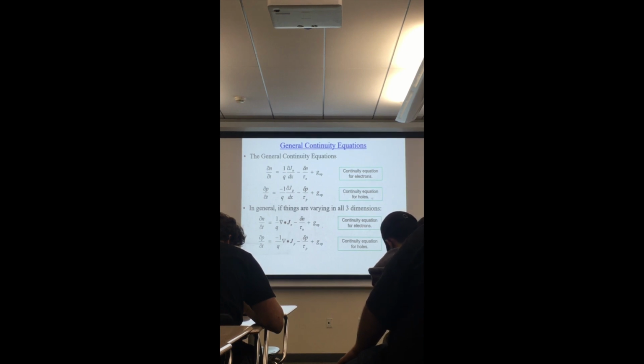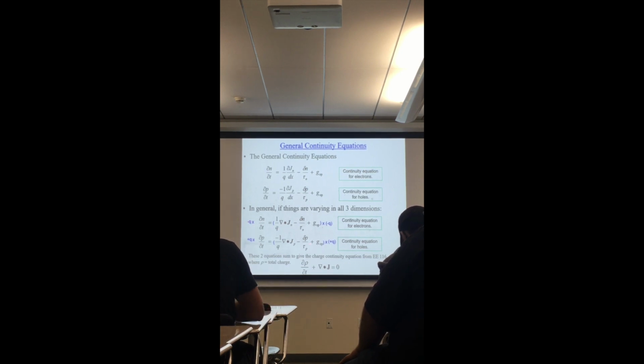And in general, right, these things can vary in 3 dimensions. Okay, so here we have considered the x direction. But if we consider all the 3 directions, we can change this term to this gradient function, right? And this is the general continuity equation for electrons, and this for holes. And again, you can multiply by q. If we multiply by q or negative q on both sides, so this for electrons and this for holes, right?